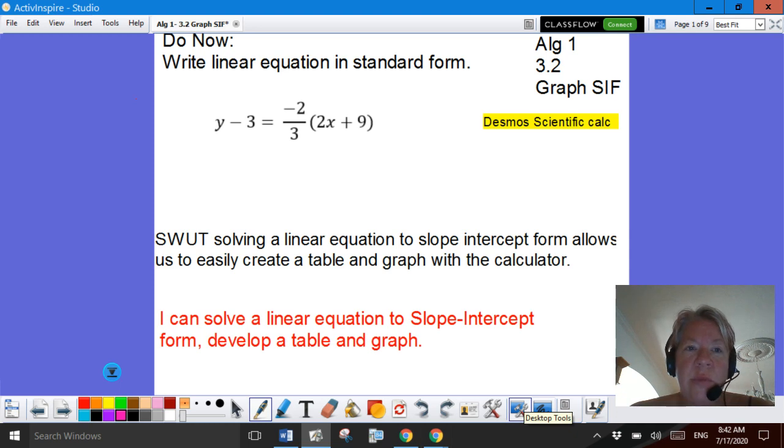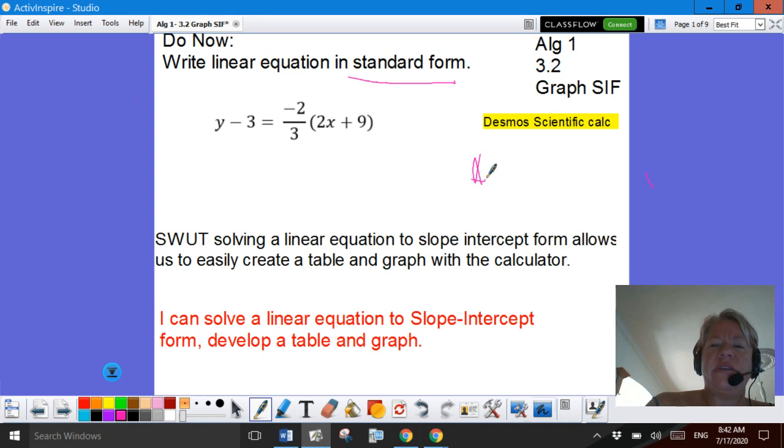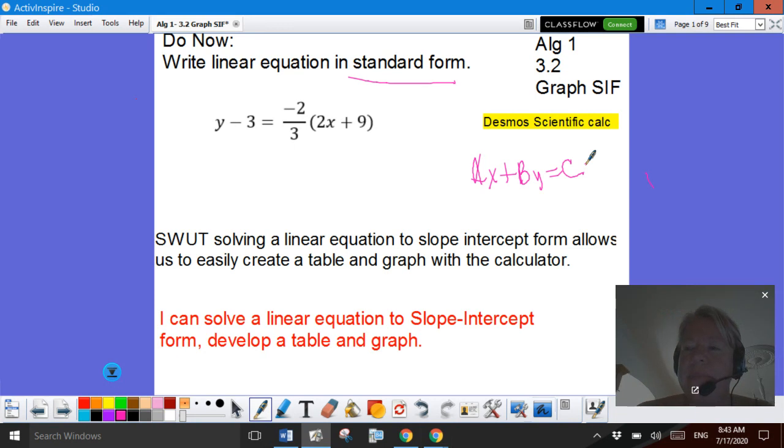All right, we are going to move into section 3.2 today, and we are going to be doing some graphing. So you might want to have your Desmos Scientific Calculator open just to do a little bit of multiplication, division, that kind of thing, if you need to. And let's go ahead and start with taking this linear equation and let's get it to standard form. Remember, standard form is ax plus by equals c. So take a minute, see what you can do with that.